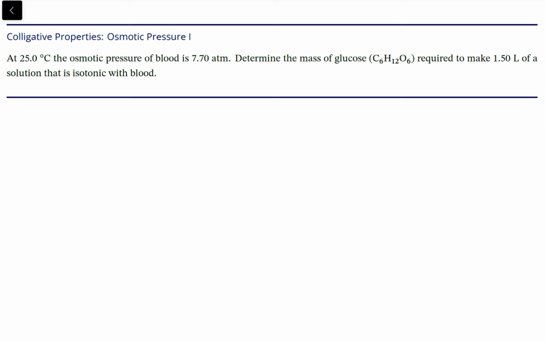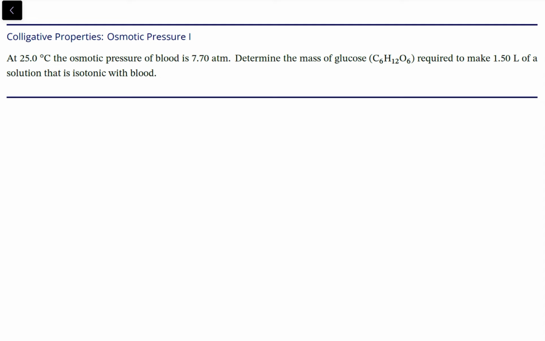So in this example, we're told at 25 degrees Celsius, the osmotic pressure of blood is 7.7 atmosphere. Determine the mass of glucose required to make 1.5 liter of a solution that is isotonic with blood. Now, isotonic, that's the important word. So we're given some information about blood, and we need to determine some mass of glucose required to make 1.5 liter of a solution isotonic with it.